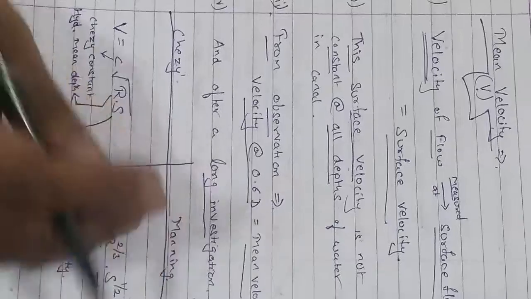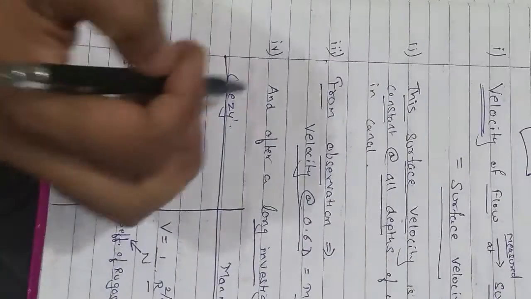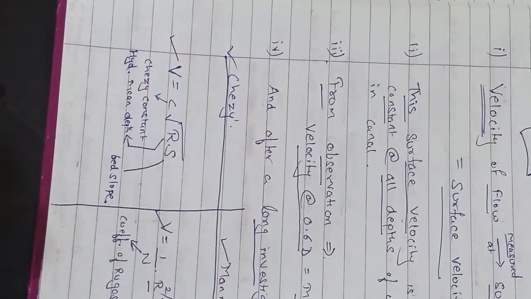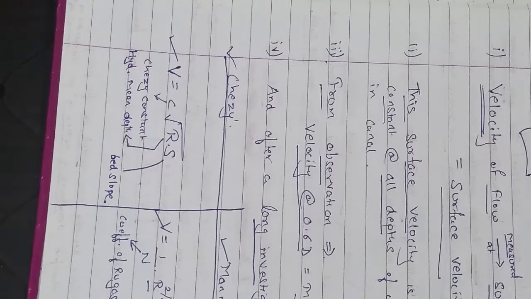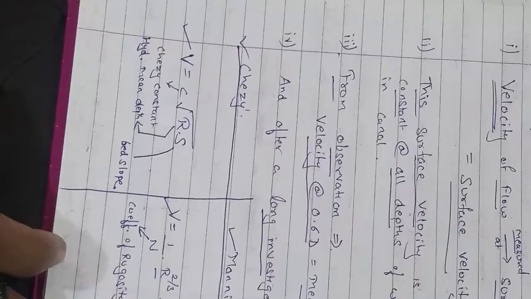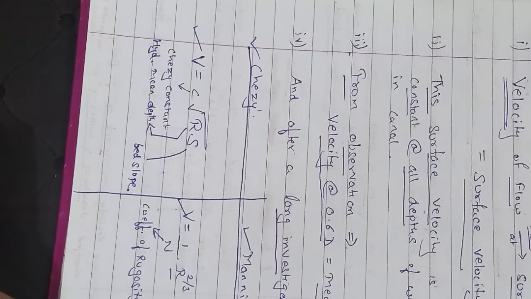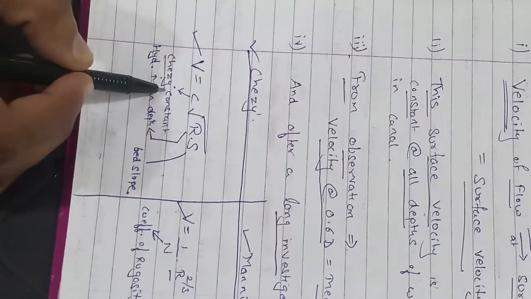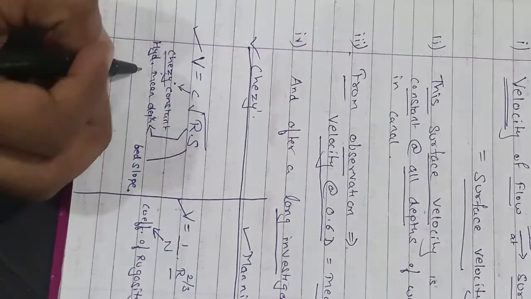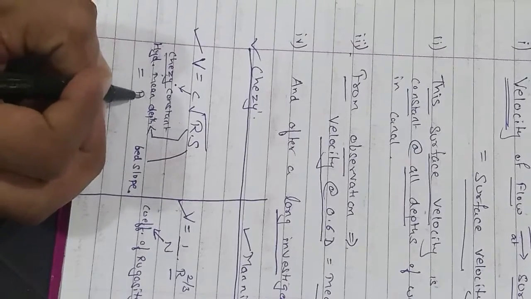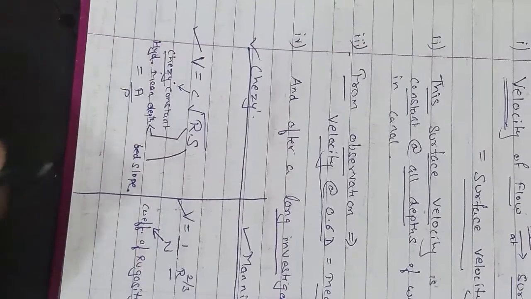After a long investigation, there are two researchers who have given their equations for mean velocity. One is Chezy and the other one is Manning. Chezy has given an equation V equals C under root RS, where C is the Chezy's constant. R, all of us must know, is hydraulic mean depth. The formula for it is A by P. S is the bed slope.